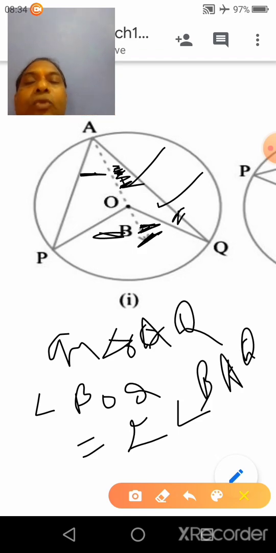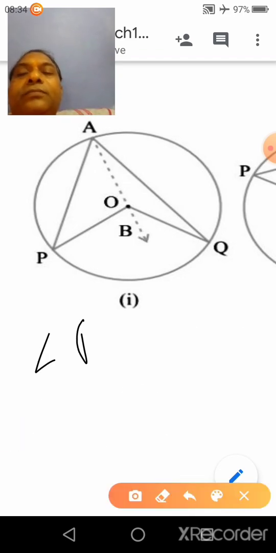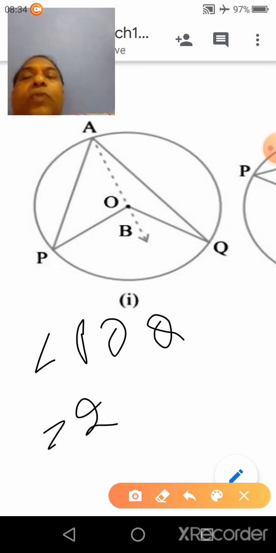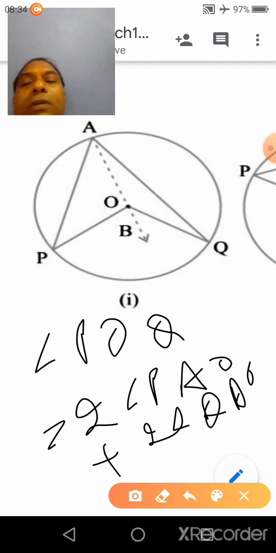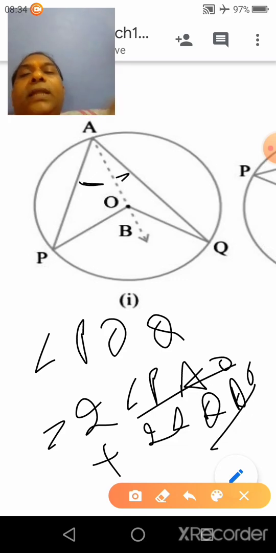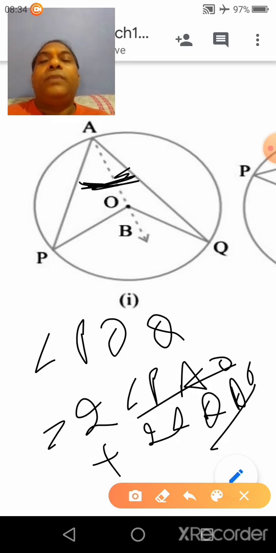Now this angle is twice of this one and this angle is twice of this one. So angle POQ will be twice of angle PAO plus twice of angle QAO, and 2 is common, then PAO plus QAO, and PAO plus QAO is equal to PAQ. So we can prove angle POQ is equal to twice of angle PAQ. Clear?